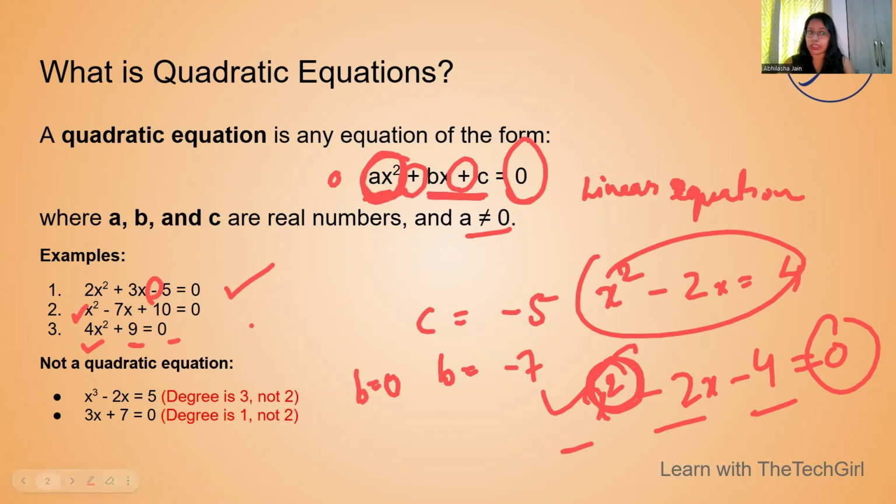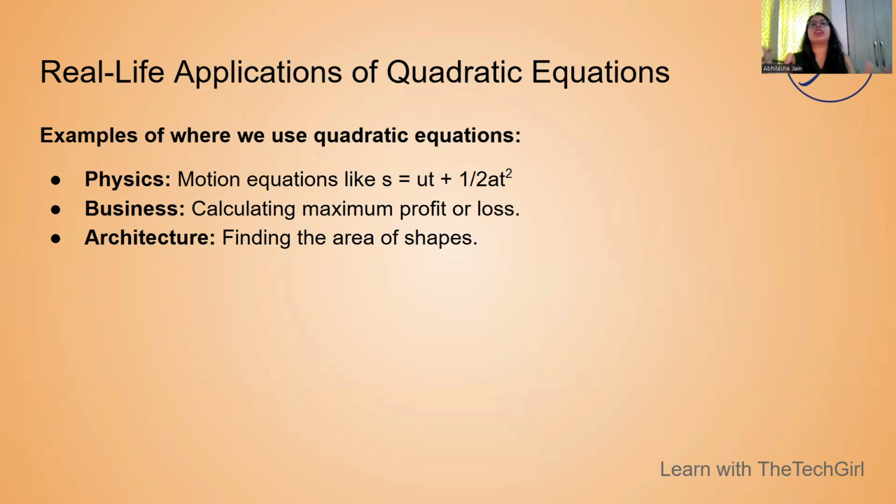Now, what is not a quadratic equation? Let's see some examples of that. x cubed minus 2x is equal to 5. Why? Because the degree of this equation is 3 and not 2. Similarly, 3x plus 7 equal to 0 is not a quadratic equation because the degree is 1 and not 2. I hope that's clear. So let's move on to the real life applications of quadratic equations, right?